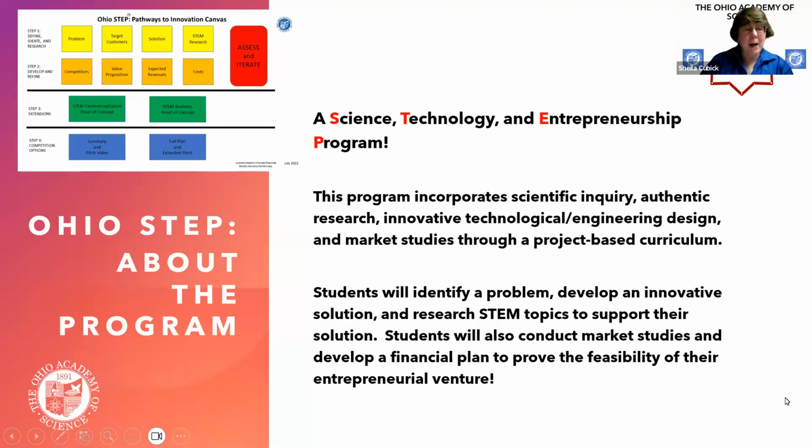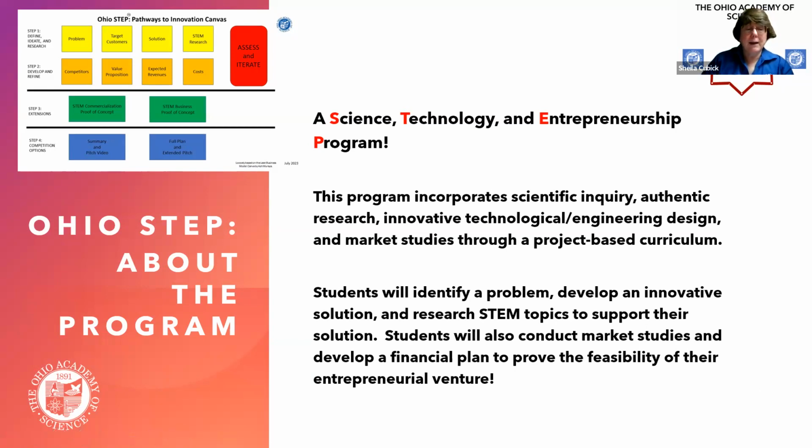So Ohio STEP is our STEM and entrepreneurship program for grades 5 through 12. This is our former Believe in Ohio program that a lot of you may be familiar with. And we have updated it this year with new branding and new resources.